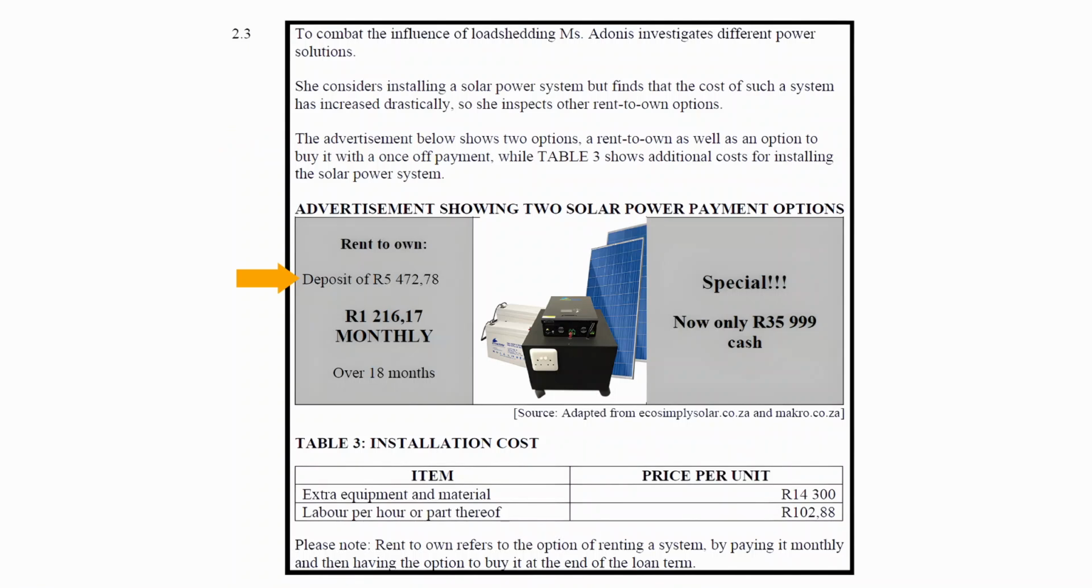The rent-to-own option requires a deposit of R5,472.78 with a monthly payment of R1,216.17 over a period of 18 months. If it is bought with a once-off payment, the cash price is R35,999. This cost excludes extra equipment and material of R14,300 and labor per hour or part thereof of R102.88. Now there is a note that states that the rent-to-own refers to the option of renting a system by paying it monthly and then having the option to buy it at the end of the loan term.